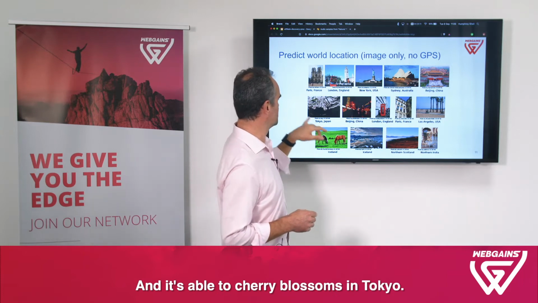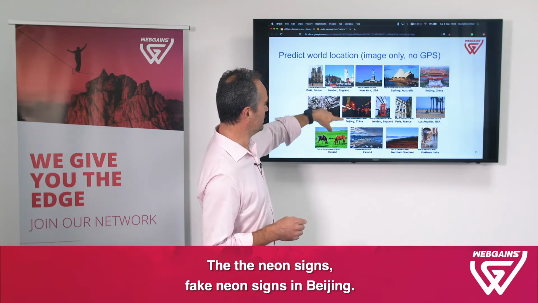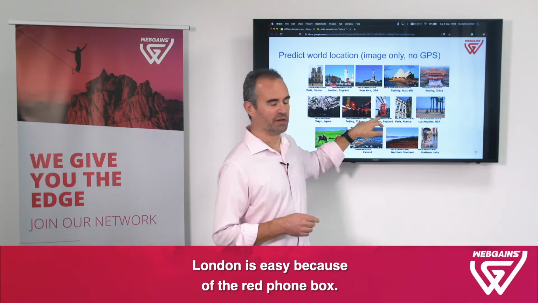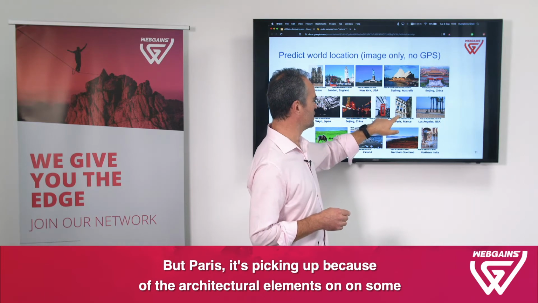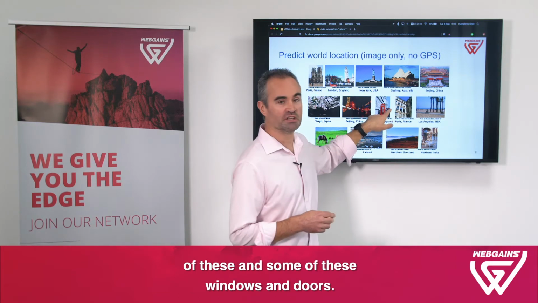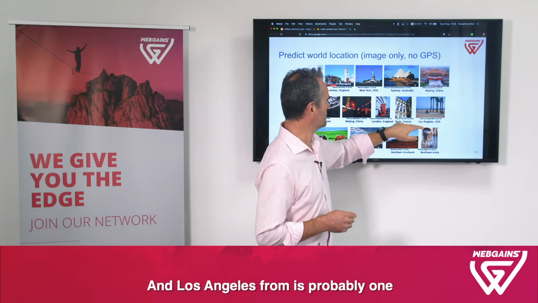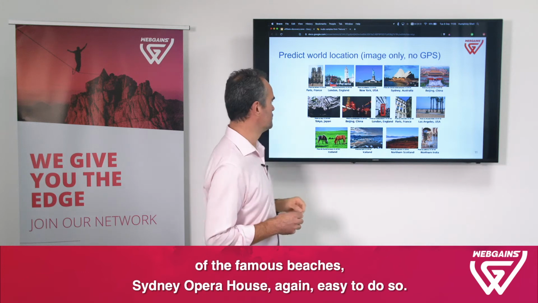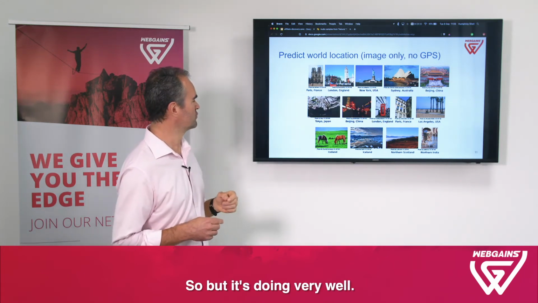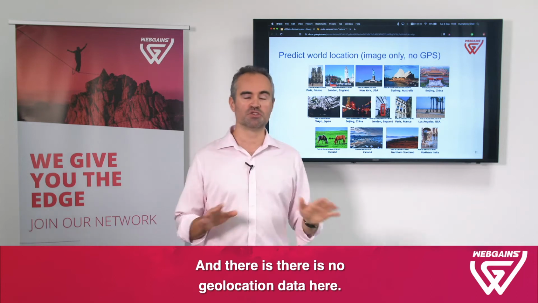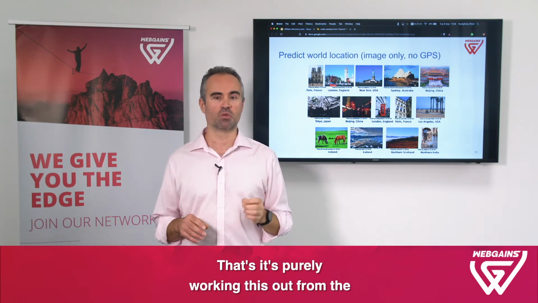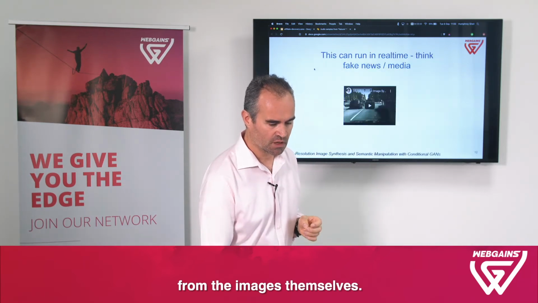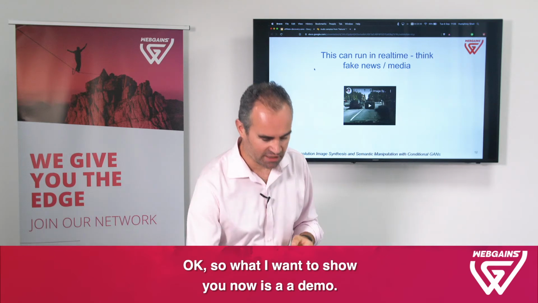And it's able to, cherry blossoms in Tokyo, the neon signs, fake neon signs in Beijing. London's easy because of the red phone box, but Paris it's picking up because of the architectural elements on some of these windows and doors. Los Angeles, that's probably one of the famous beaches. Sydney Opera House, again, easy to do. And Statue of Liberty in New York. But it's doing very well, and there is no geolocation data here. It's purely working this out from the images themselves.